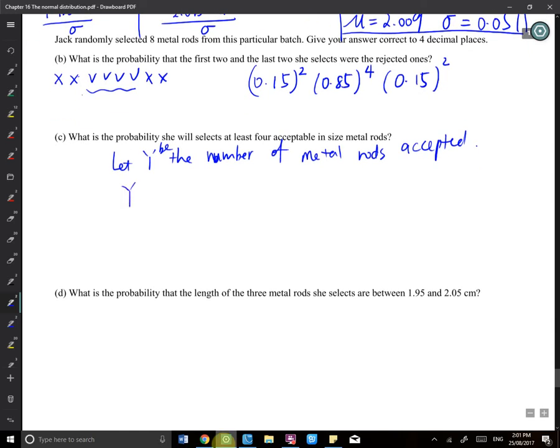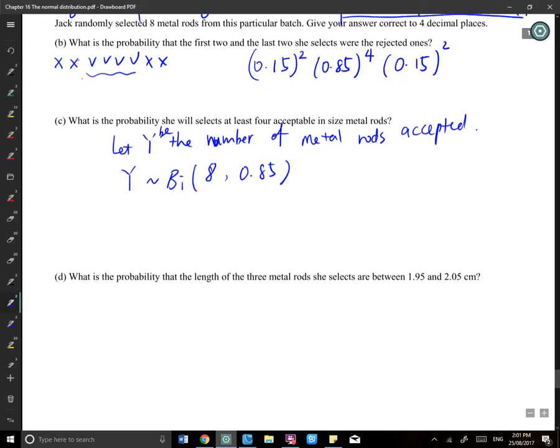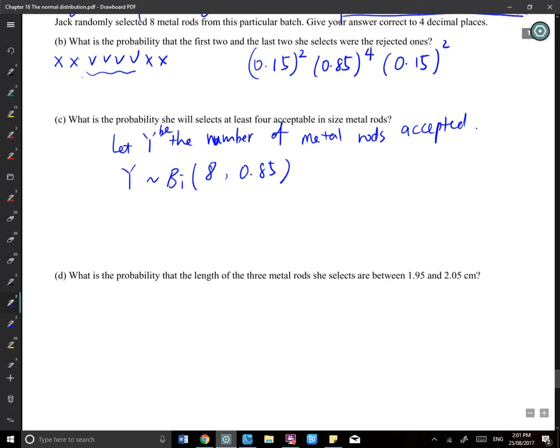Okay, so Y must be a binomial distribution with 8. She selects 8 in total, and the acceptable rate is 0.85. That is a binomial distribution. Okay, so 8. Every single one has the same rejection rate and acceptable rate. So that is a binomial distribution. So what I want is the probability that Y is greater than or equal to 4. Okay, so 4, 5, 6, 7, 8.